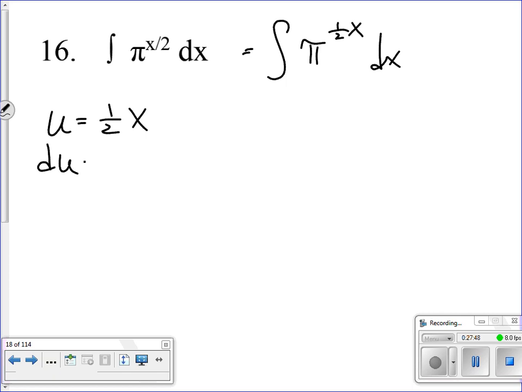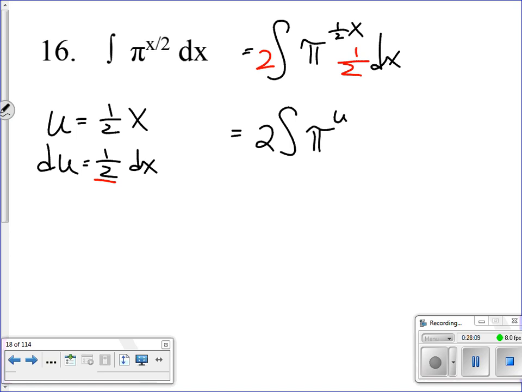So du is the derivative of that times dx. So 1/2 dx. We are missing the half. Right? We put the half in. So we put a 2 on the outside. Now we can convert it over to u. So now it's pi to the u du.